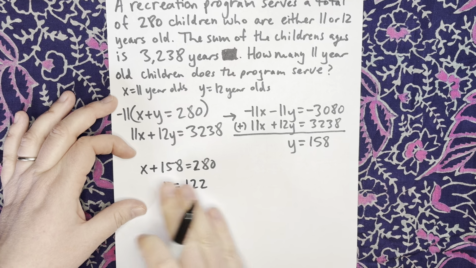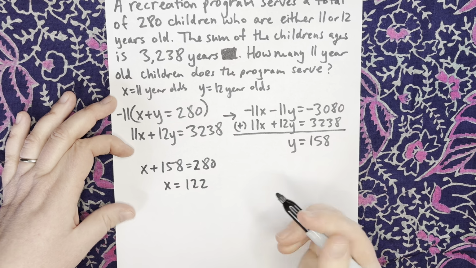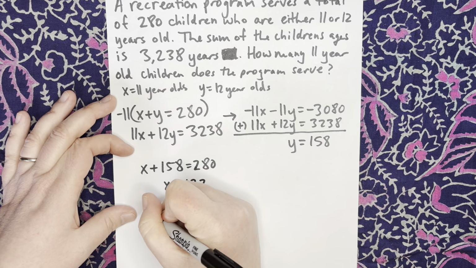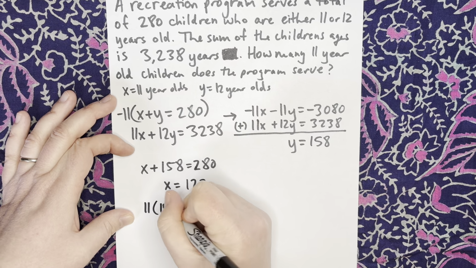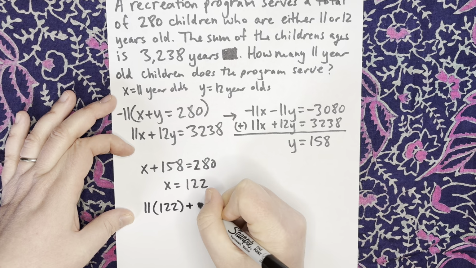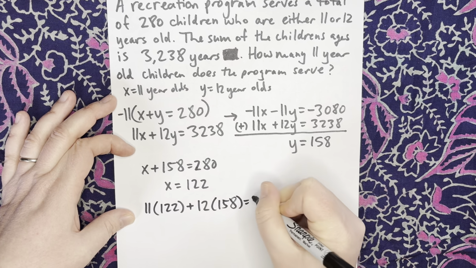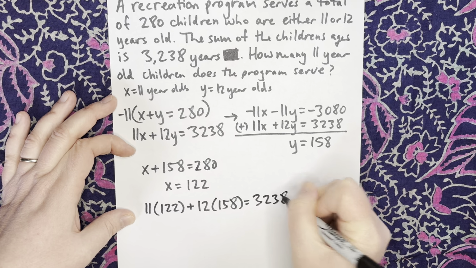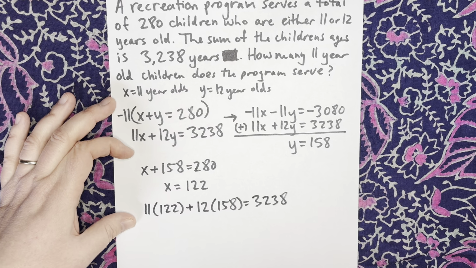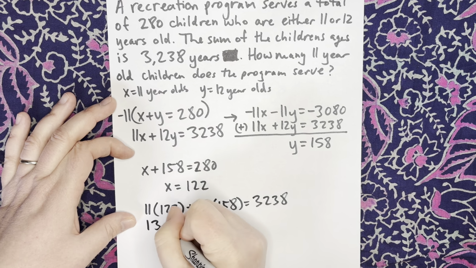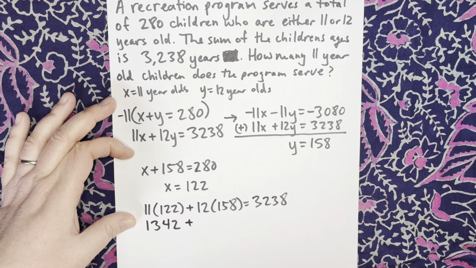So we know that these values work for our top equation, but let's check to make sure both values work in our bottom equation. So let's see. This is going to be our check. 11 times 122 plus 12 times 158 should equal 3,238. Now, if I do 11 times 122, I'm going to choose to do that in my calculator, and I get 1,342 plus 12 times 158.